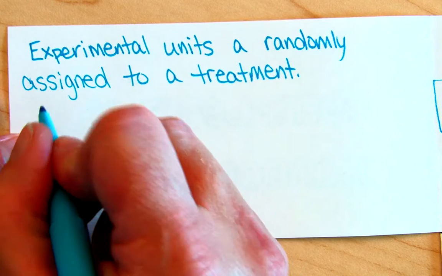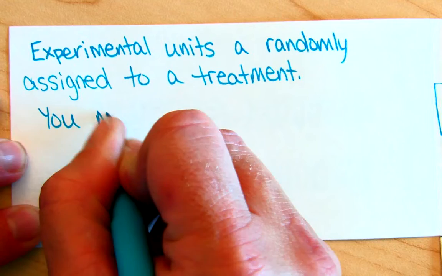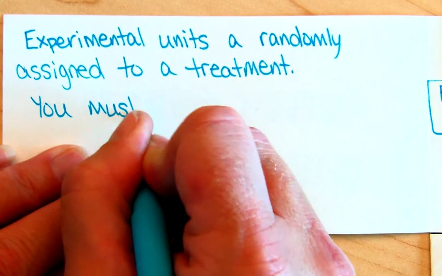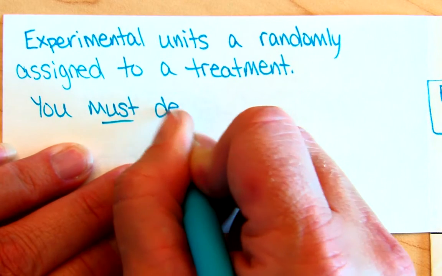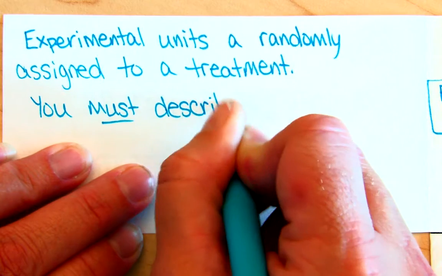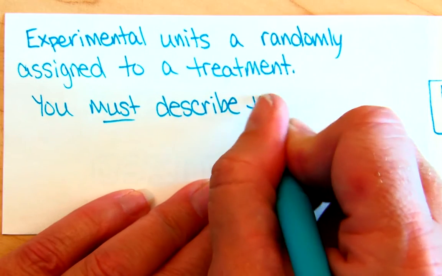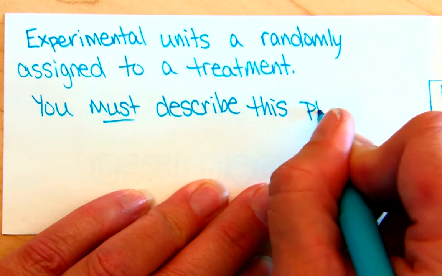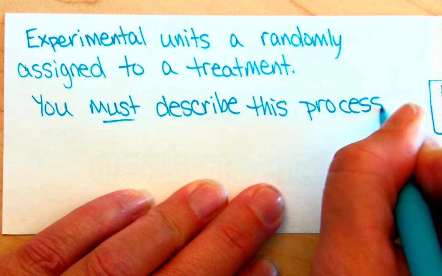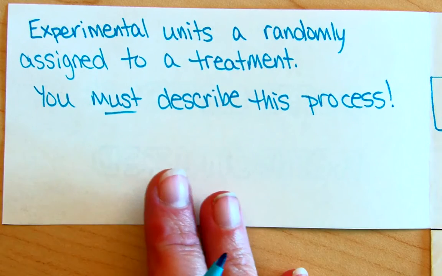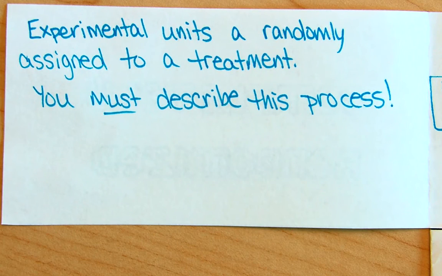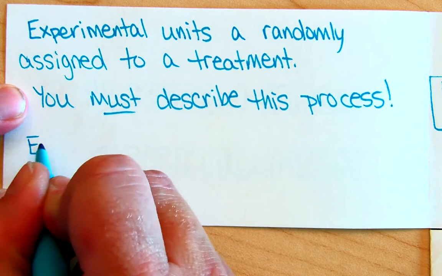The other thing is you must describe this process. So you have to say, how are you going to randomly assign? You can't just say, I randomly assign these subjects to this treatment, and this is my result. You have to describe how the randomization happens. So, some examples of randomization techniques.